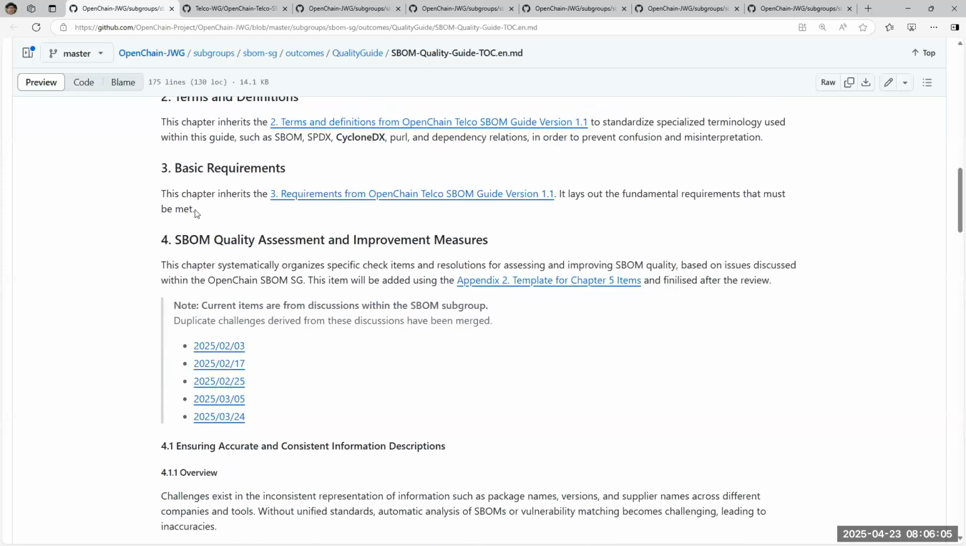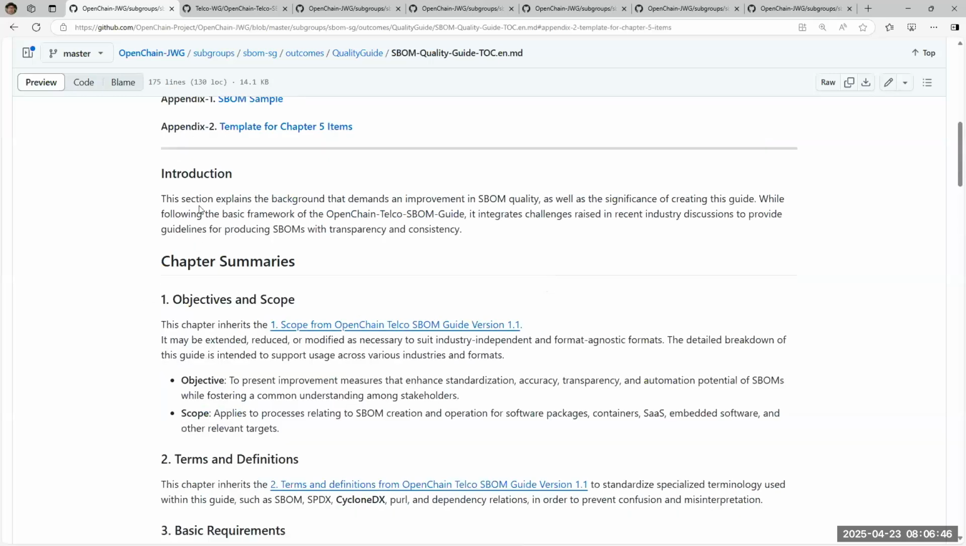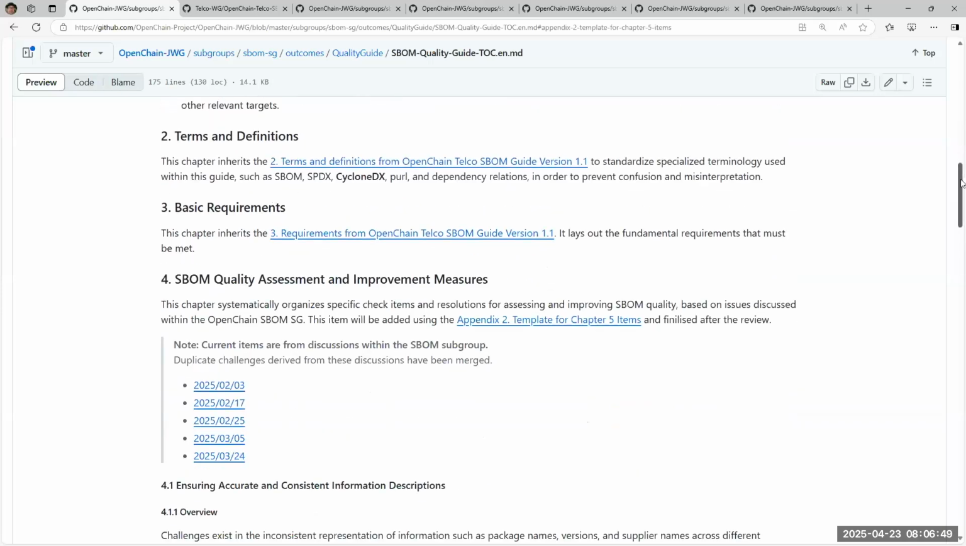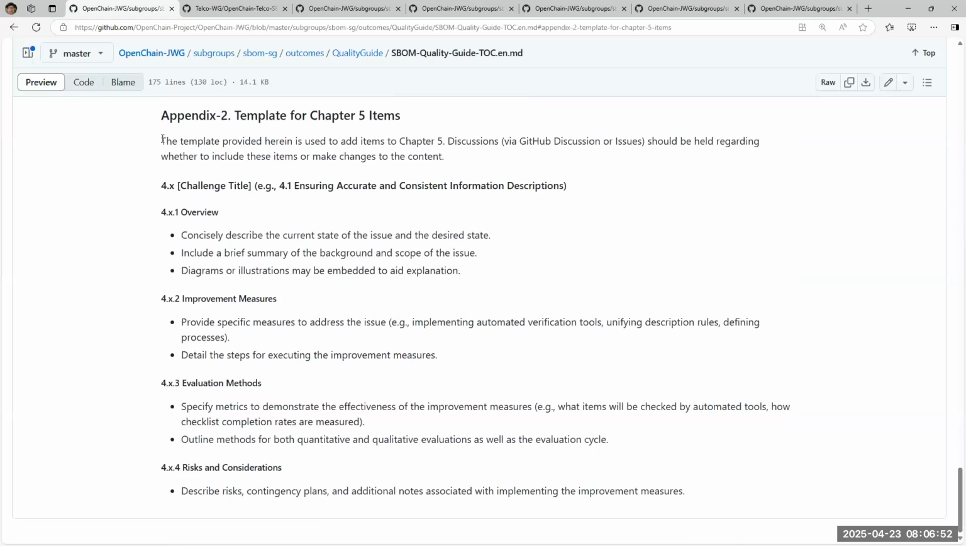And we'd like to propose at the fourth section, SBOM quality assessment and improvement measures. The chapter systematically organizes specific check items and resolutions for assessing and improving SBOM quality, based on issues discussed within the OpenChain SBOM study group and the OpenChain Japan SBOM study group. These items will be added using the Appendix 2 template for Chapter 5 items. Sorry, Chapter 5, like this.